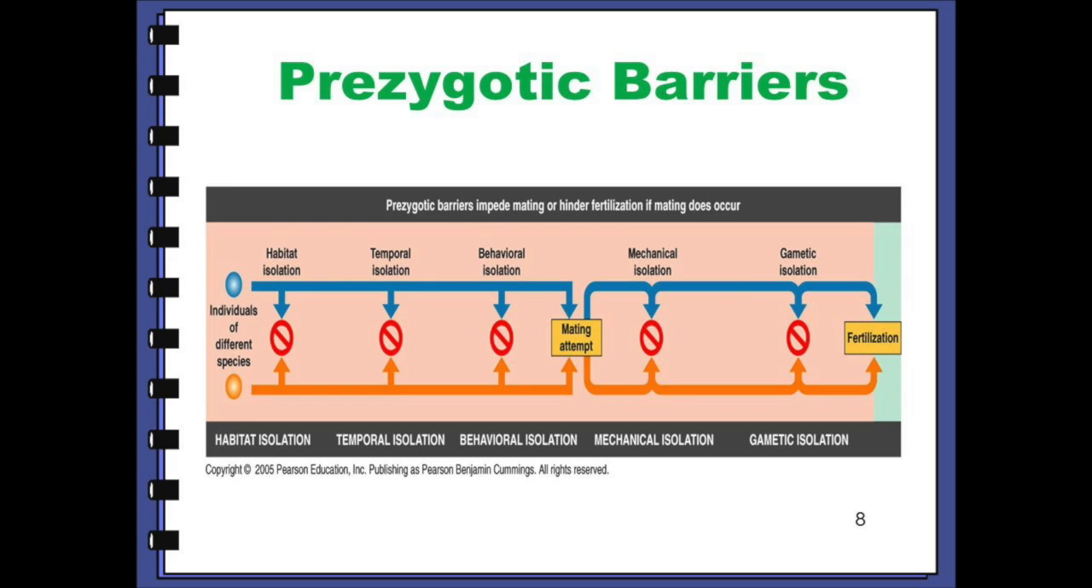There are 5 main prezygotic barriers that contribute to speciation: habitat isolation, which is where the habitats of the species are different so they never meet to reproduce; behavioral isolation, there's different mating behaviors; gametic isolation, the gametes of one species won't fertilize that of another; temporal isolation, mating season is at different times of the year; and finally, mechanical isolation, the reproductive organs of each species do not fit together.